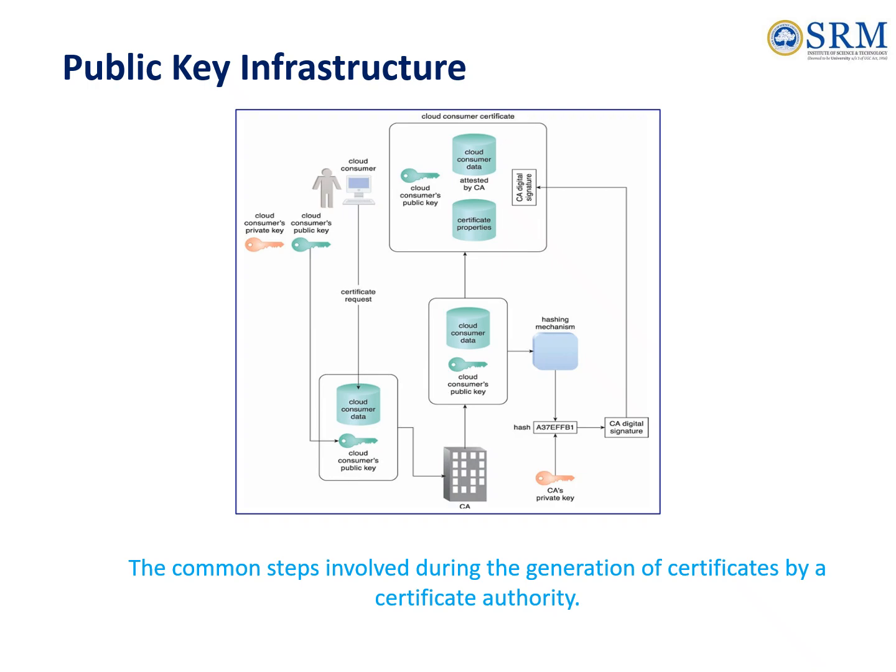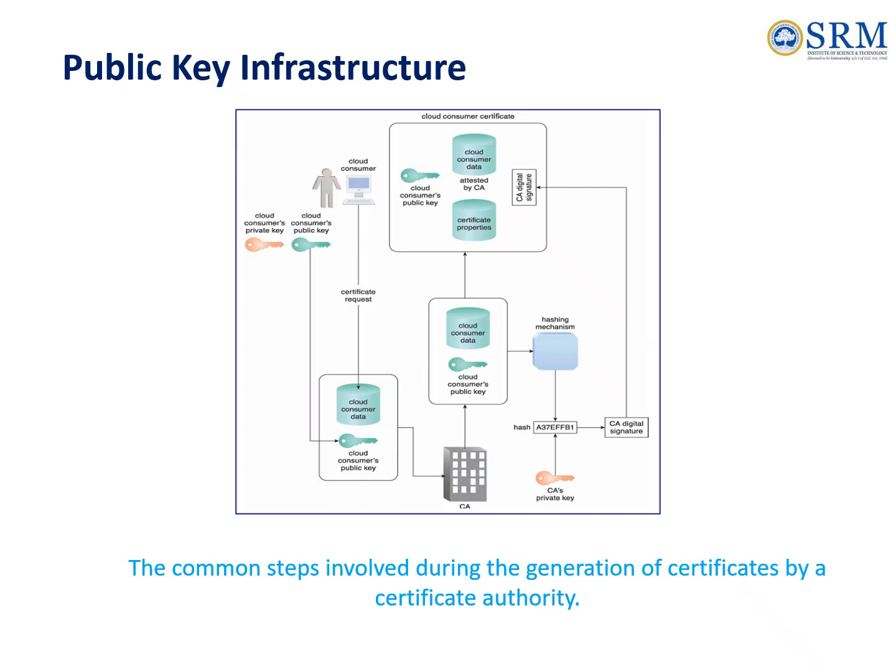Next, the certificate authority verifies the information provided by the cloud consumer. After verification, the certificate authority applies a hashing mechanism to generate the hash value from the consumer data and public key. Then, the CA encrypts this hash using the CA's private key. This becomes the certificate authority digital signature.